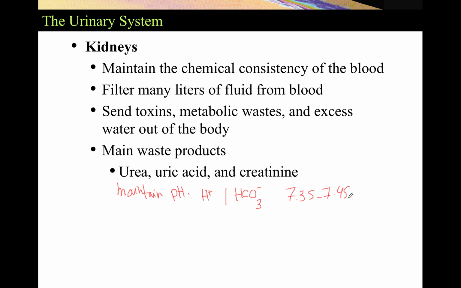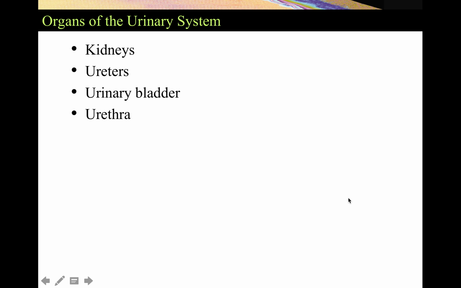Moving on from the main functions of the urinary system as a whole, there are four main organs associated with the system, which is relatively simple compared to what we've discussed. Kidneys: we all know that we have two kidneys, one on the right, one on the left. Ureters are the tubes that go from the kidney down to the urinary bladder, transporting the urine produced by the kidneys. The bladder is used as a storage resource, and eventually urine can be excreted using the urethra.